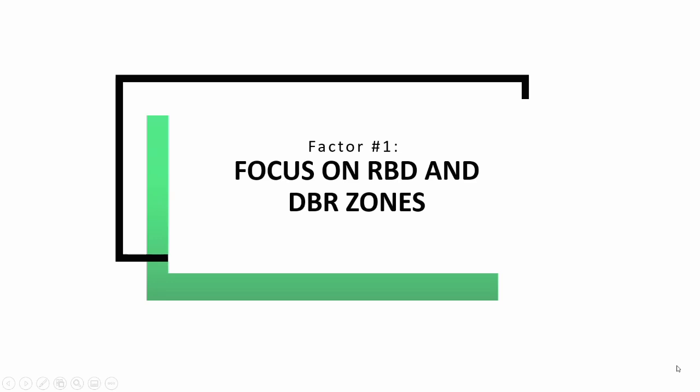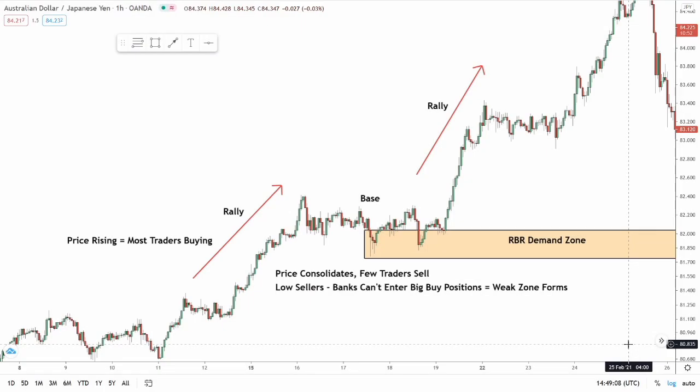Here's why. The thing about rally-based rally and drop-based drop zones is they always form once a swing is underway rather than set off a new swing like rally-based drop and drop-based rally zones do. Why is this important? Because it means before the zone formed, most traders were doing the opposite to what the banks needed for them to enter their positions. You can see this with the rally-based rally zone below.